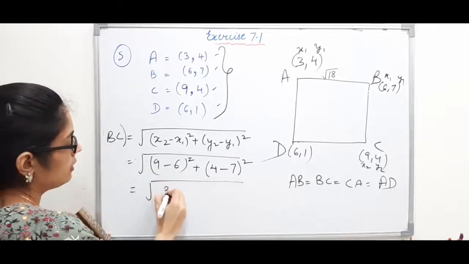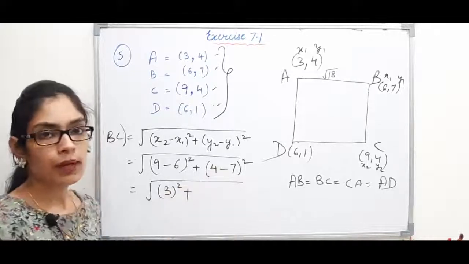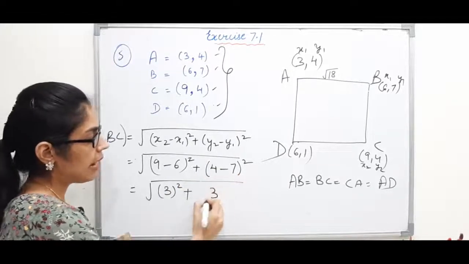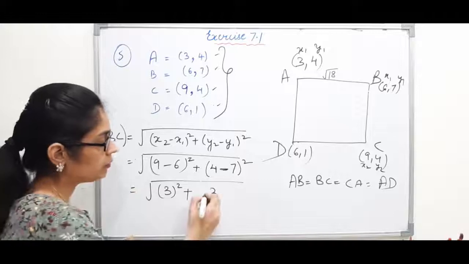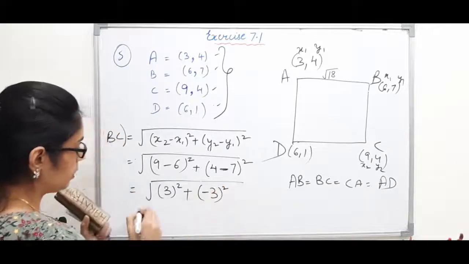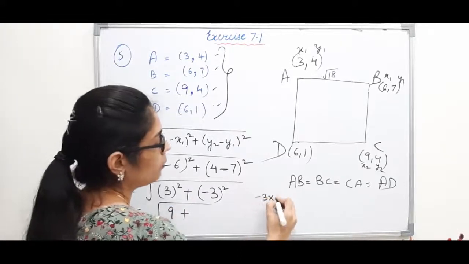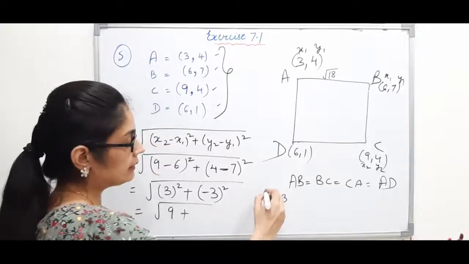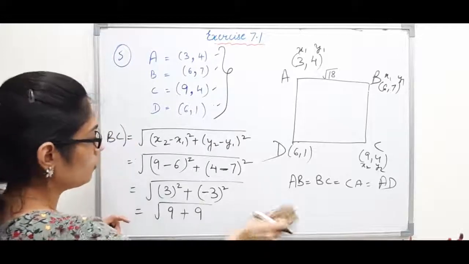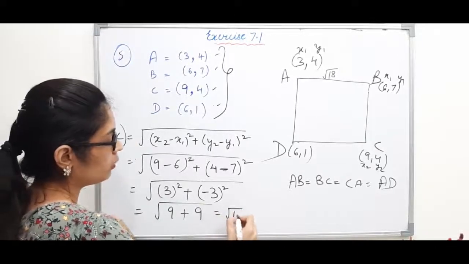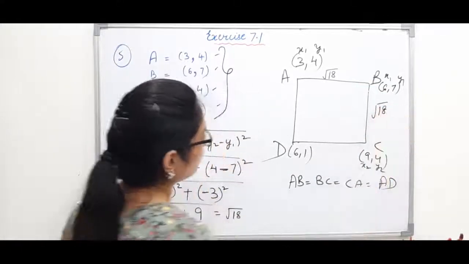9 minus 6 is 3, whole square of 3. 4 minus 7. Minus plus is minus. So 7 minus 4 is 3, and the sign is that of the bigger number. So with 7, which is the bigger number, I have minus sign, which means with my answer also minus sign will come. So square of 3 is 9, and square of minus 3: minus 3 into minus 3, minus and minus sign will get cancelled. So 3 into 3 is 9, which means square of minus 3 is also 9. 9 plus 9 is root 18, which means BC is also root 18.